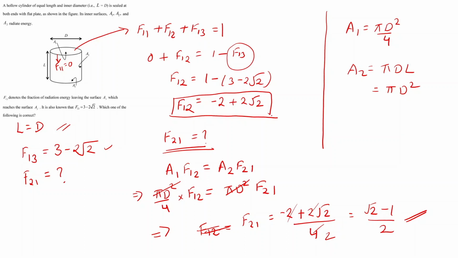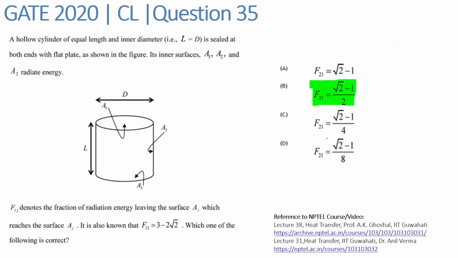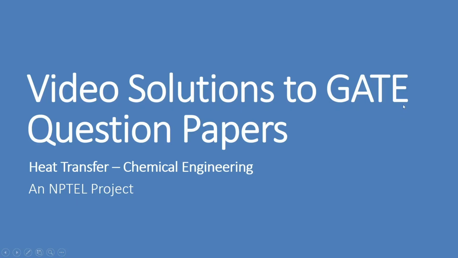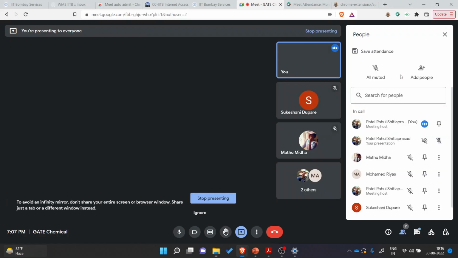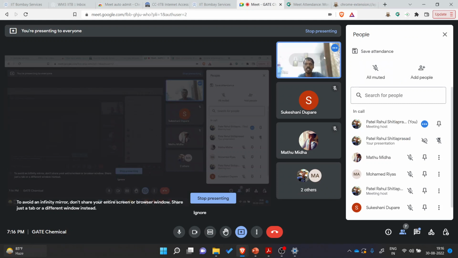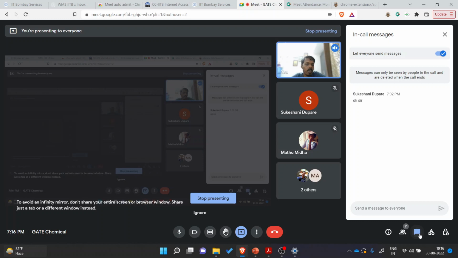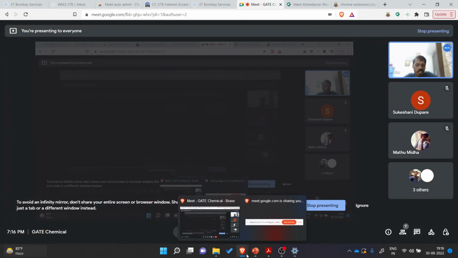So in this question we looked upon the basic concept related to view factor, and we found out that the view factor F21 is given as root 2 minus 1 by 2, and from the given options we can select that only one of the following will be correct, that is option B. If anyone has doubt, they can speak up or write in the chat box and I can solve that, or else we can wait for a couple of minutes and then I can move on to the next question. Do you have any doubts regarding this question or the concept related to view factor?